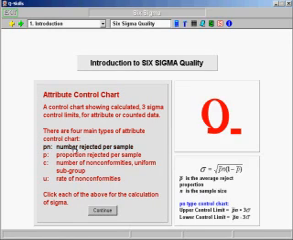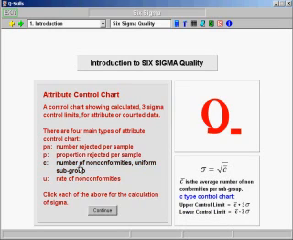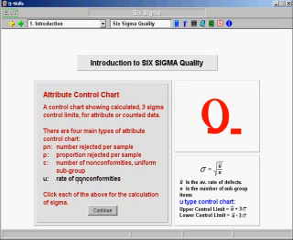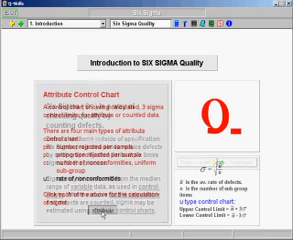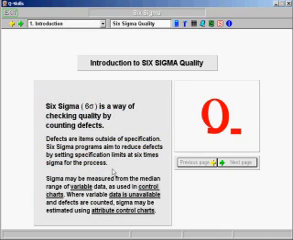And from an attribute control chart, if we want to, we can calculate sigma. Not that this is particularly useful, but this is the way we should calculate it. Under no circumstances should we ever use Six Sigma tables, because this will give false results. Let's just move on.